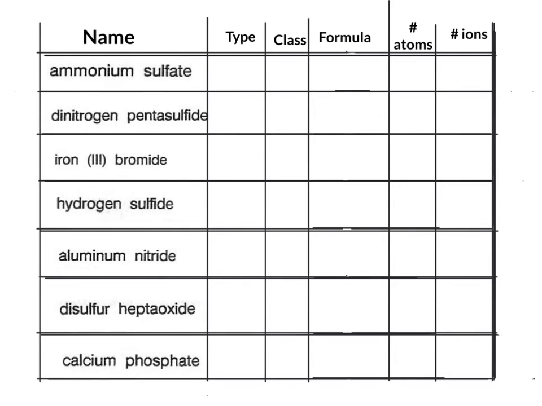The number of atoms is 1 Fe plus 3 Brs. That's a total of 4 atoms. And our total number of ions is also 4 because we have 1 iron and 3 bromide ions.